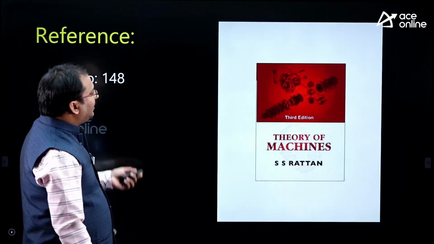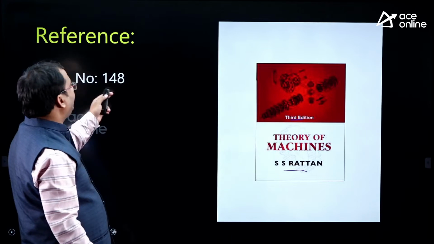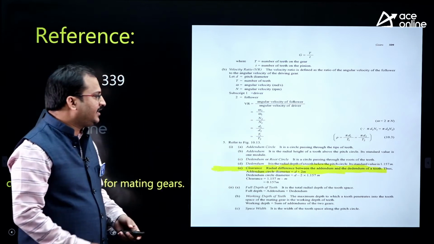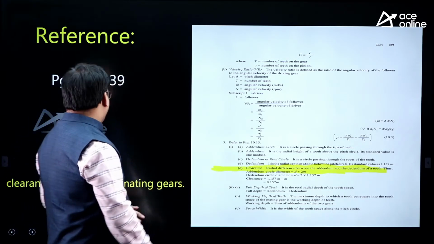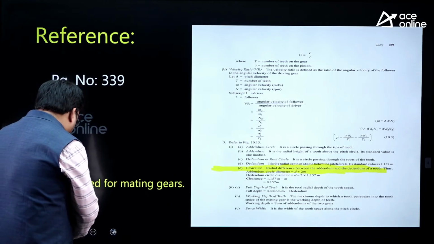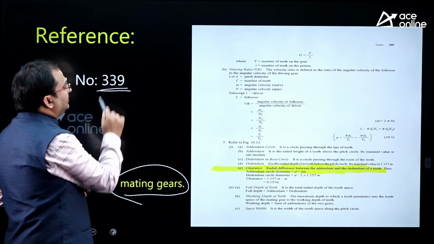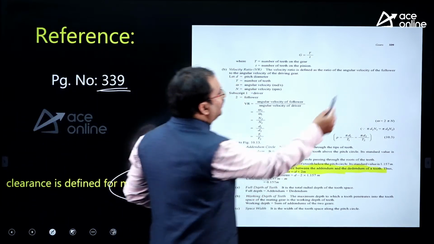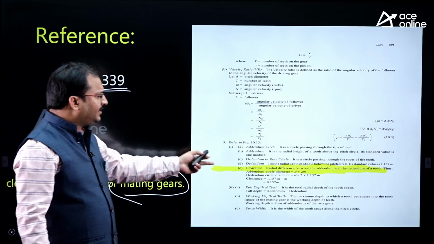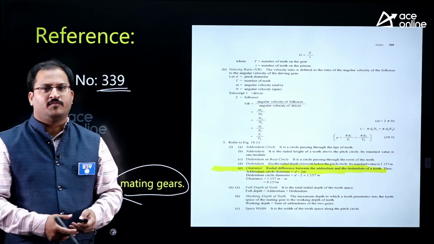You can take the reference as Theory of Machines, 3rd edition, by SS Rattan, and the page number is 148. On page number 148 you have the clearance definition clearly. It is highlighted here, you can observe. Clearance is defined for mating gears only, that is mentioned here clearly. The page number that you can consider is 339 here, in the gears part. So the clearance definition is highlighted here. This is the question that you can raise as an objection in the theory of machines topic.